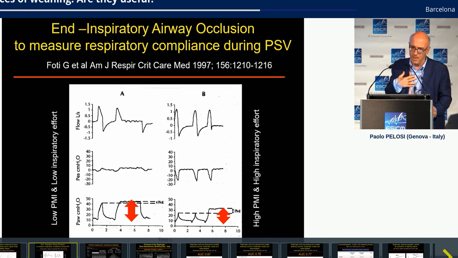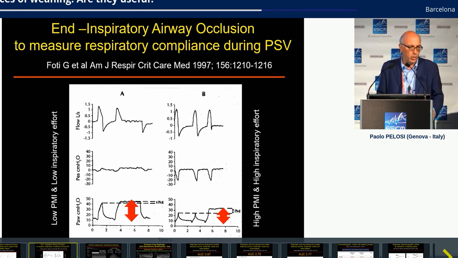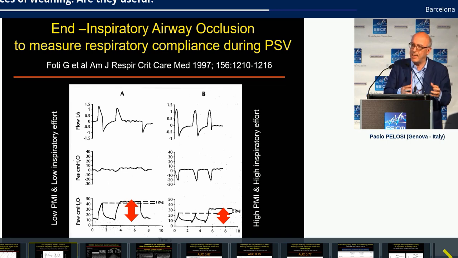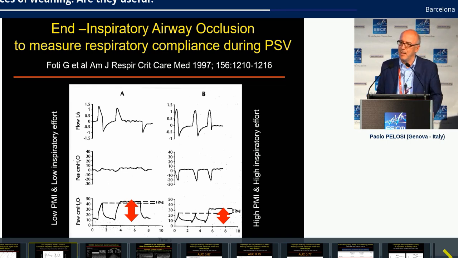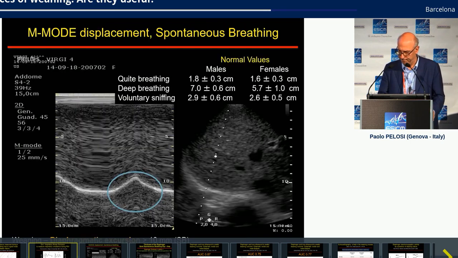But what is important for us is that again we can measure a sort of compliance of the respiratory system. Of course, we need a patient that is not at very high drive. But this is just to show you that it's possible to measure the respiratory compliance even during assisted ventilation. We are not very used to doing that routinely at the bedside, and I showed you that this can be integrated in very interesting indices for weaning.